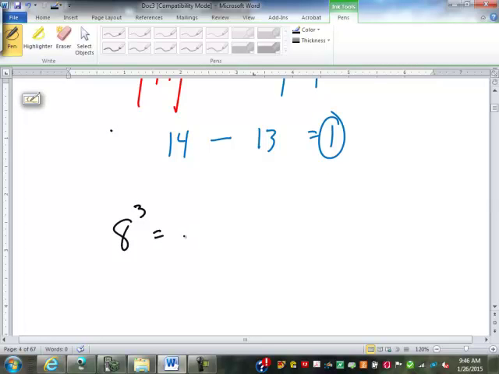We've already seen some problems like this. What's that mean? 8 to the third power. How do we calculate it? 8 times 8 times 8. Yep.